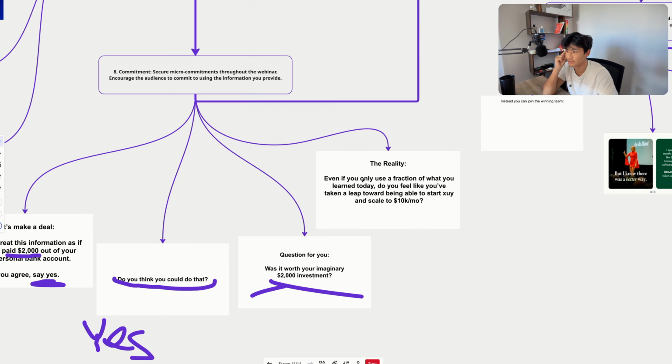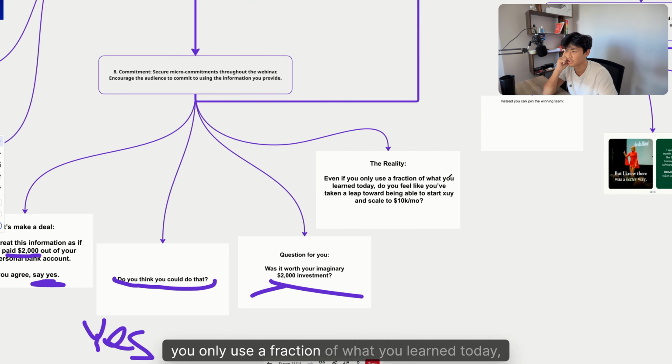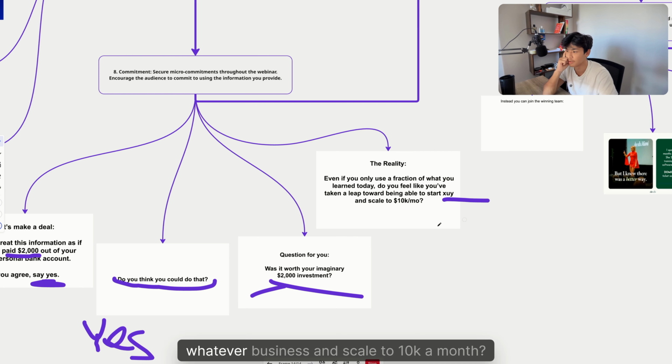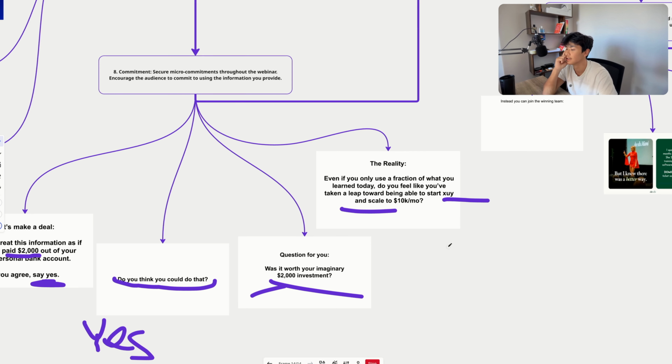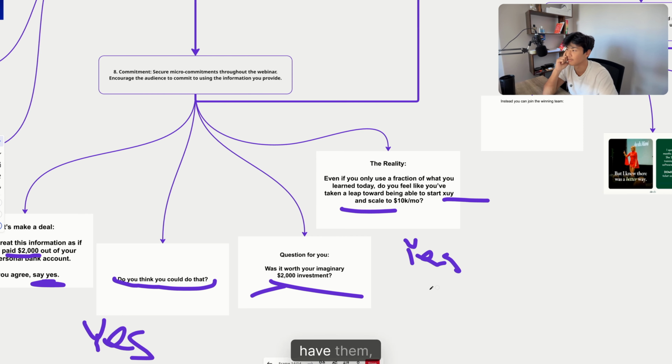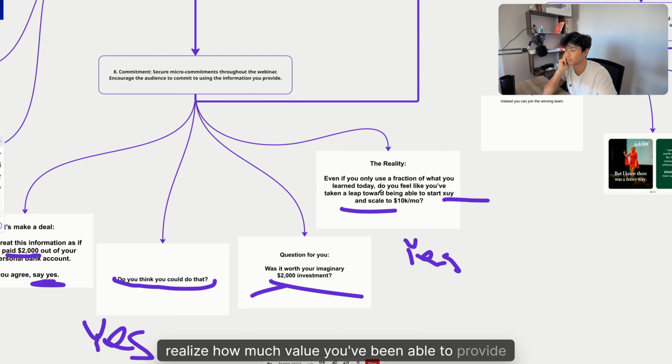The reality, if you only use a fraction of what you learned today, do you feel like you've taken a leap toward being able to start whatever business and scale to 10K a month? Again, you want them to spam yeses in the chat and just have them realize how much value you've been able to provide to them.